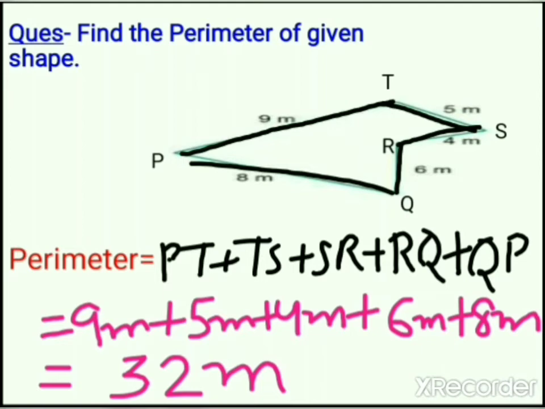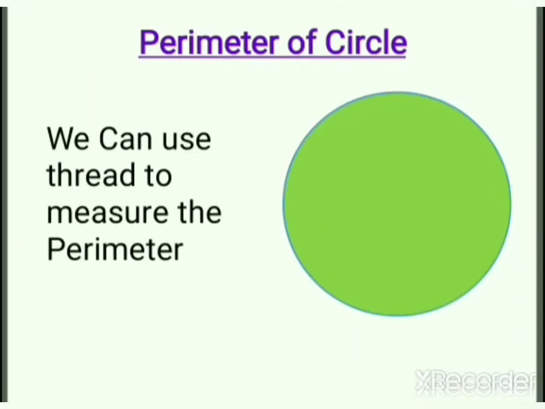Keep in mind that we'll write that unit which is given in the question. Here meter is given, so in answer we'll also write meter. So perimeter of this shape is 32 meter.